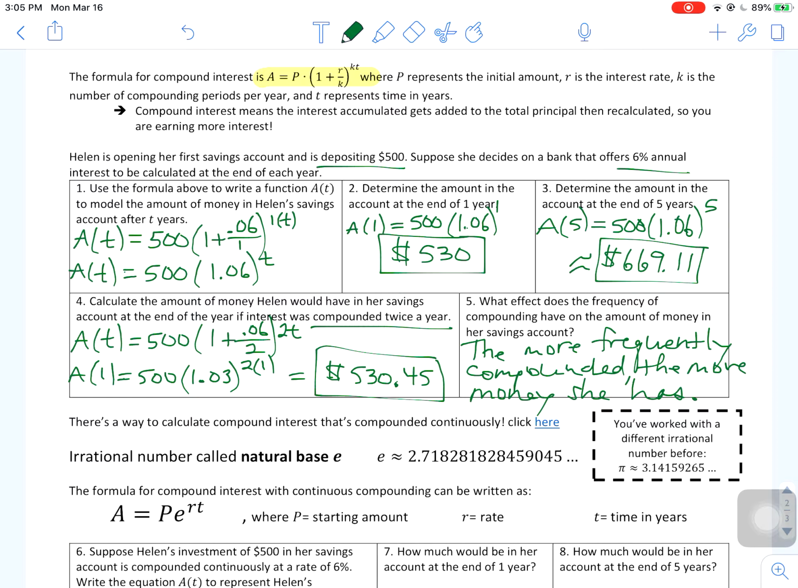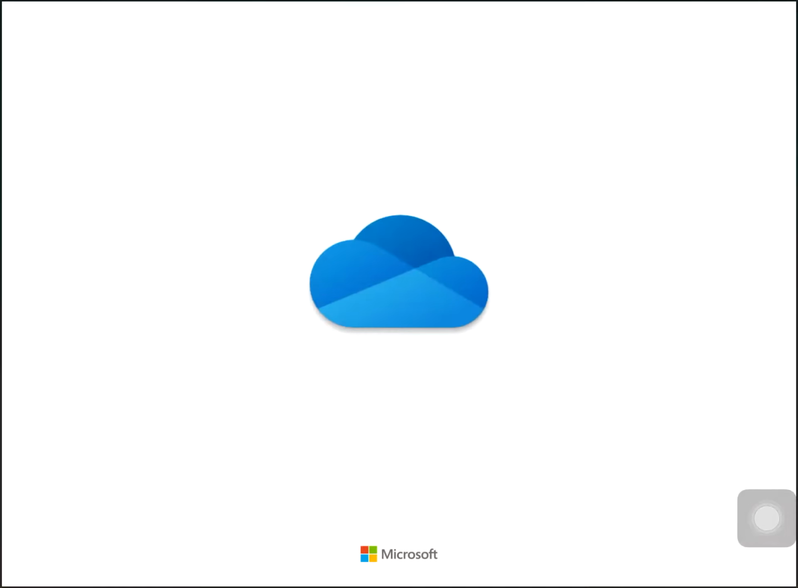There's a way to calculate compound interest that's compounded continuously. You can click on that link and check it out. Let me see if the link actually works. It might.